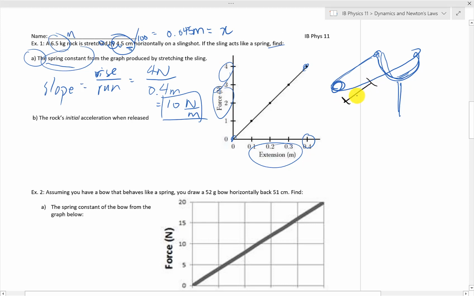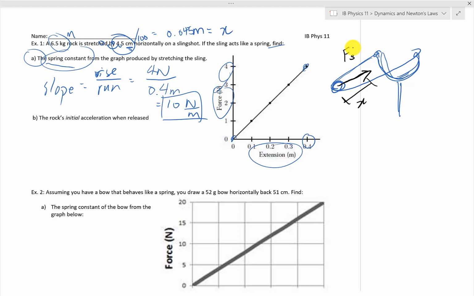this rock here is stretched this much, and because it is stretched toward behind the slingshot, the sling is going to apply an equal and opposite restorative force back towards its original position, just like that. That is the spring force acting on the rock.